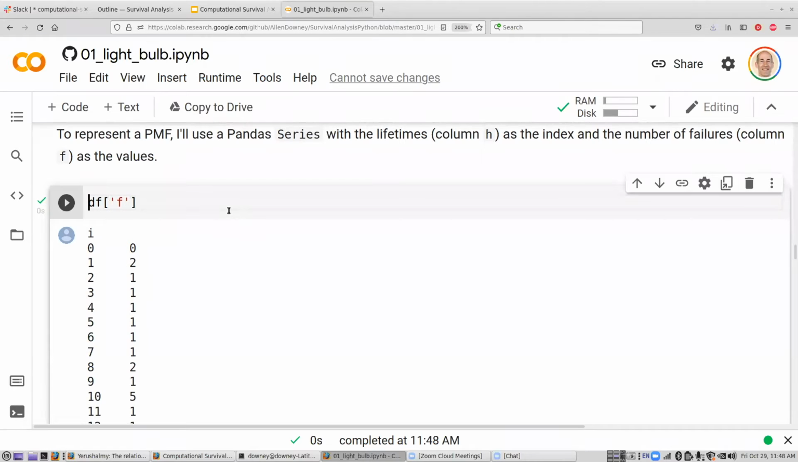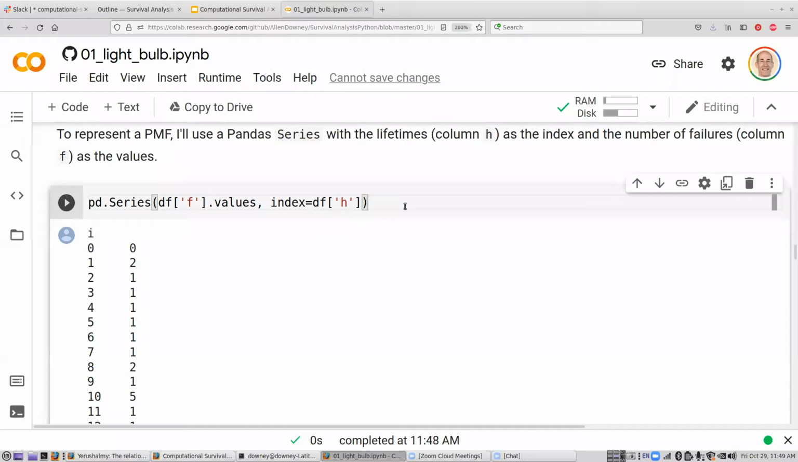And what I want to do is make a new Pandas series that contains both this data, which is the number of failures, and column H, which is the number of hours. And I'm going to do that by creating a pandas.series, using this as the data, and I'm going to extract the values. And then for the index, I'm going to use the other column, which is df bracket h.